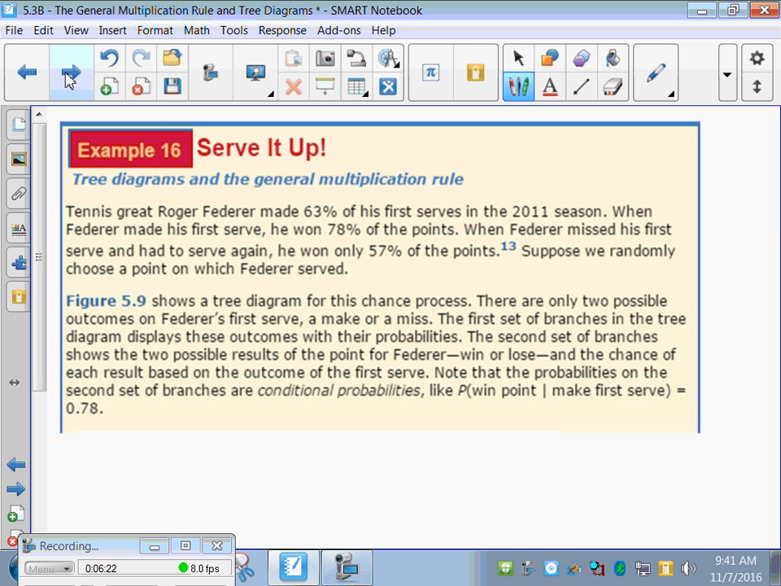Tennis great Roger Federer made 63% of his first serves in the 2011 season. When he made his first serve, he won 78% of the points. When Federer missed his first serve and had to serve again, he won only 57% of the points. Suppose we randomly choose a point on which Federer served. So we're going to make a tree diagram based on this, and then we'll answer questions.